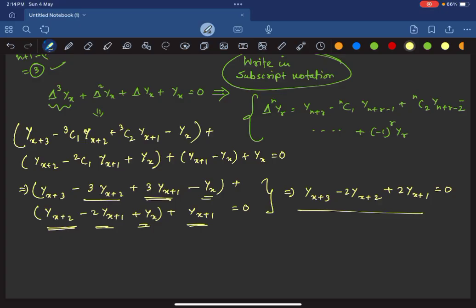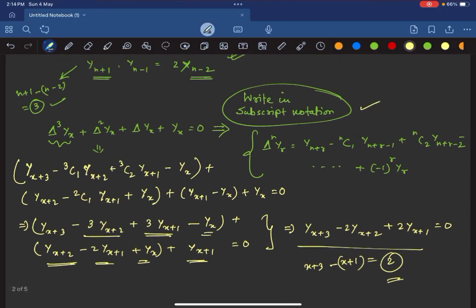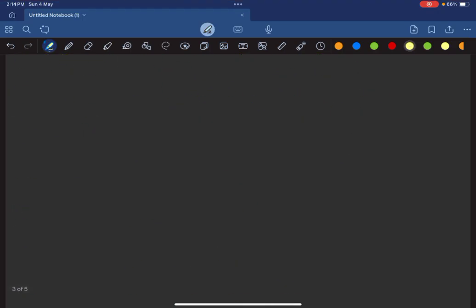Now see here, what is the order? See, x+3 minus x+1, highest minus lowest. So we have 2. The order is 2. Now another type of question is there, that is formation of difference equation. So now we are going to see the formation part, how to construct a difference equation.